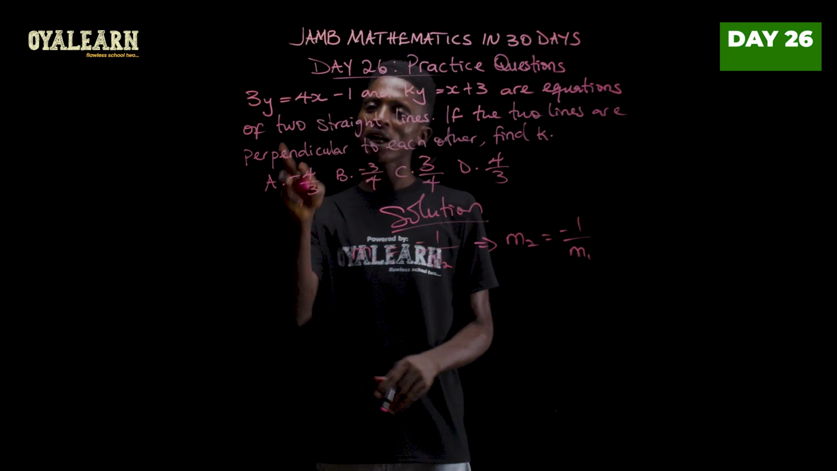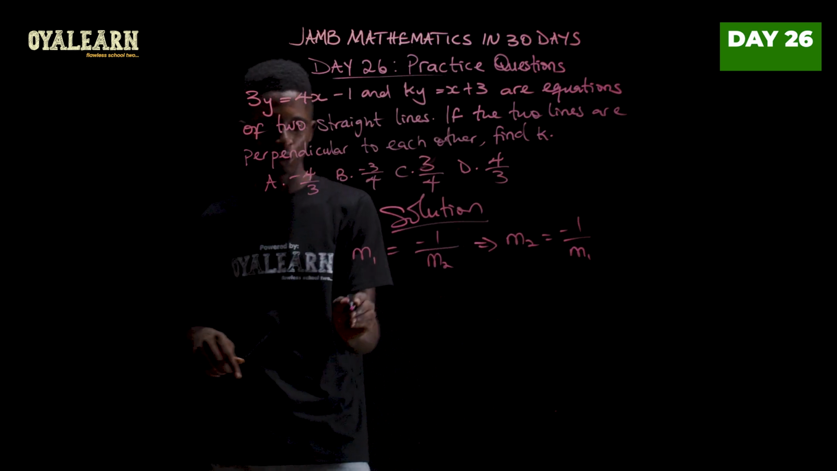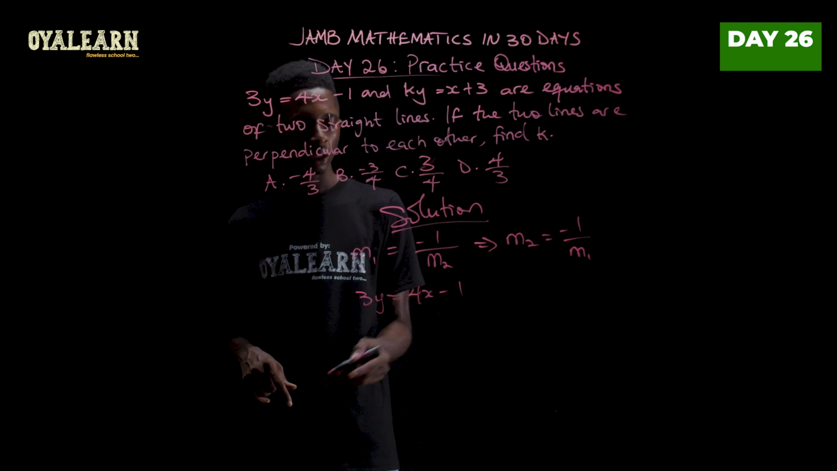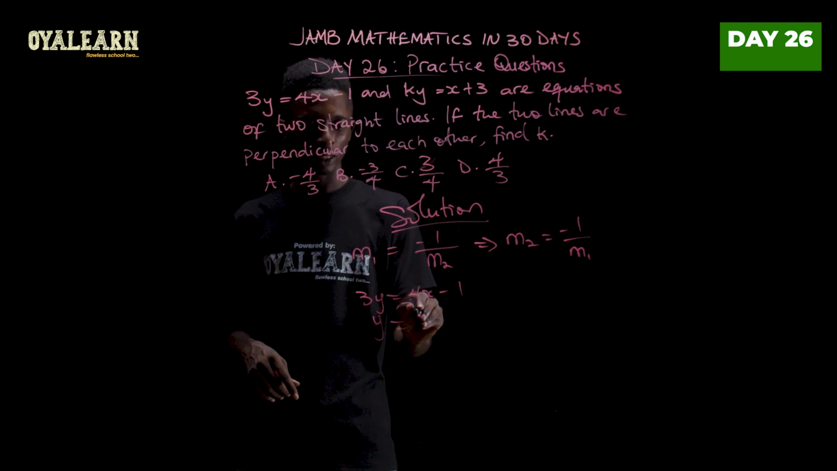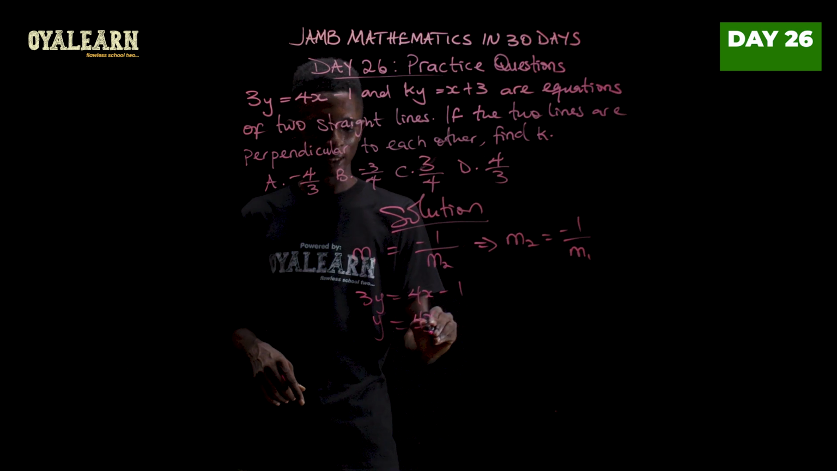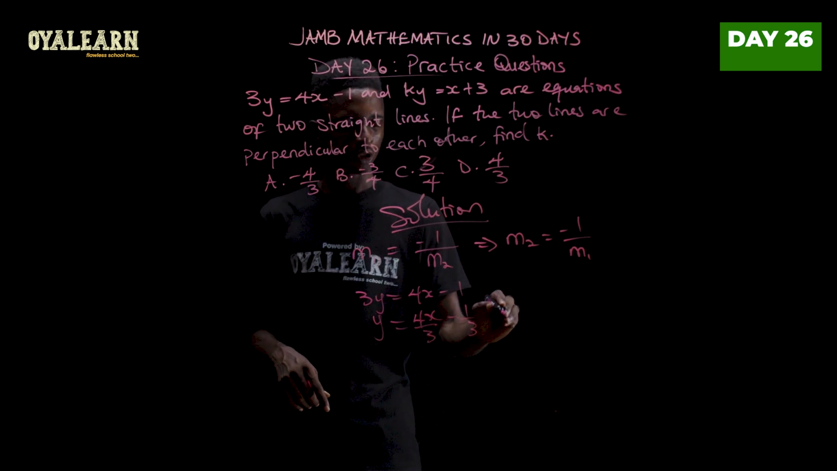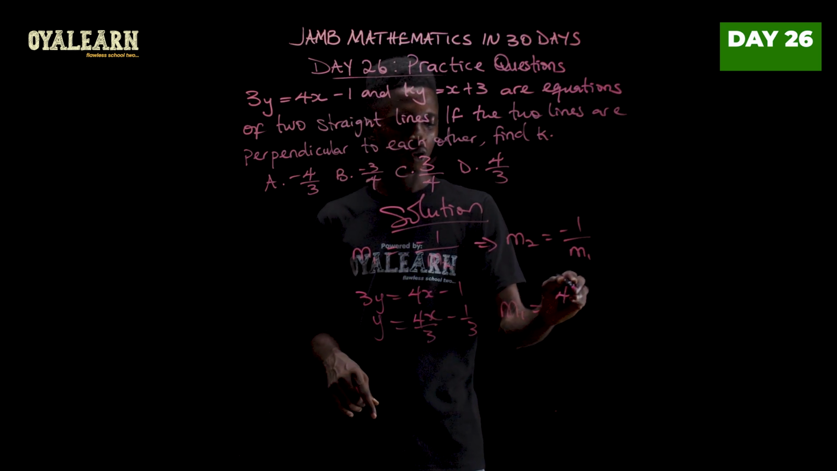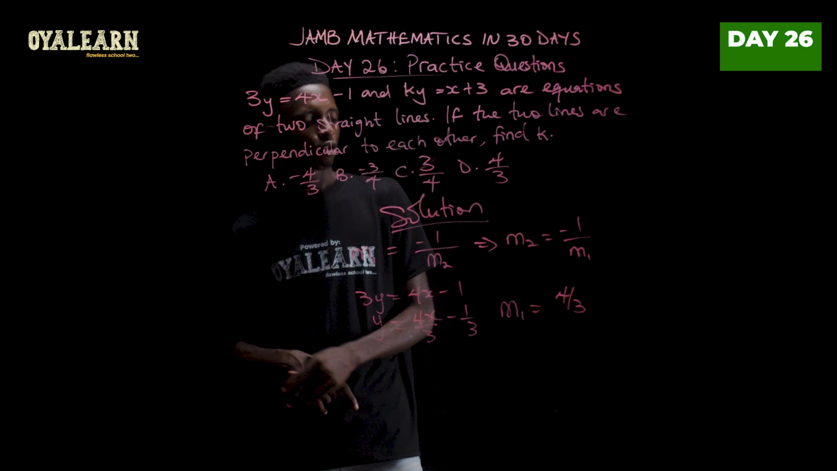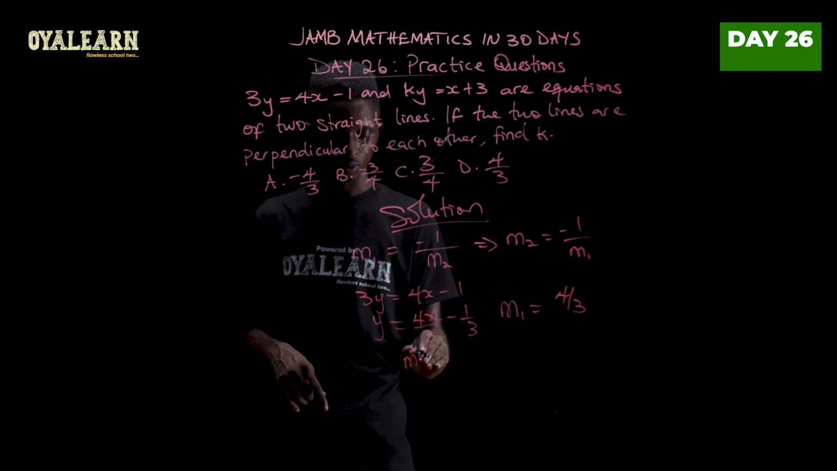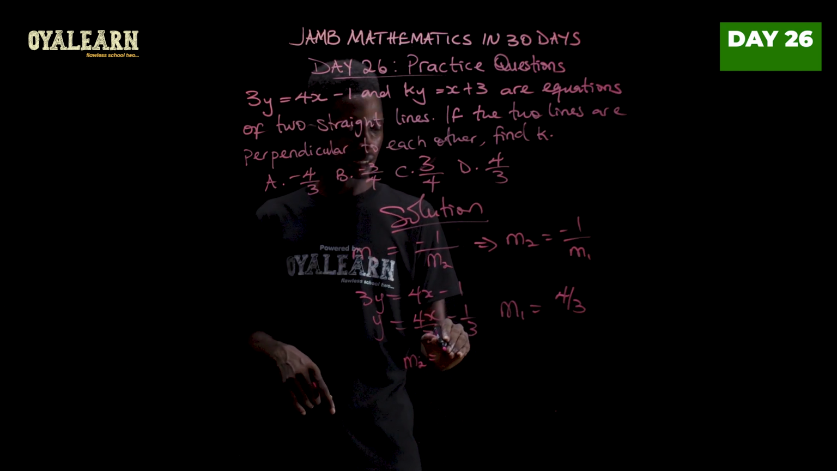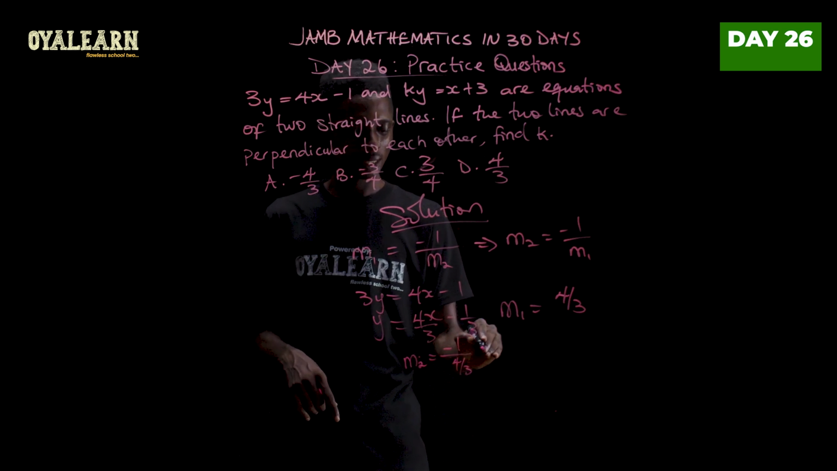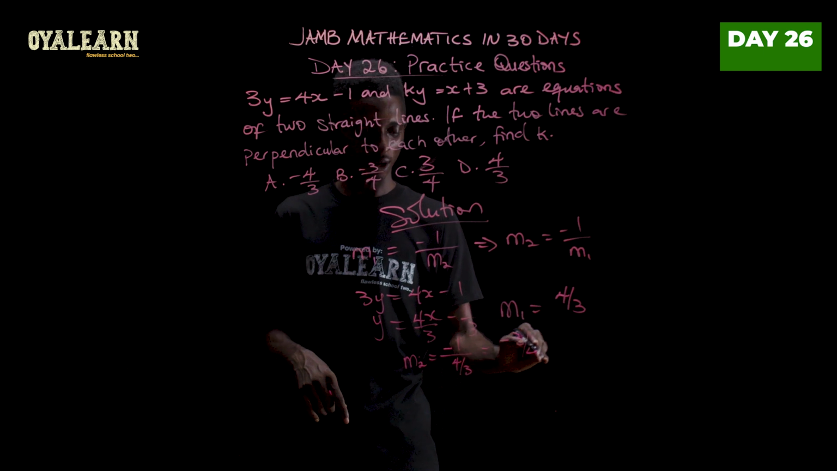Okay, so let's try to find the slope of the first equation. From the first equation, 3y equals 4x minus 1. So this implies that y will be 4x over 3 minus 1 over 3. So m1 is 4 over 3. To get m2, that will be minus 1 divided by 4 over 3. That will give us minus 3 over 4.